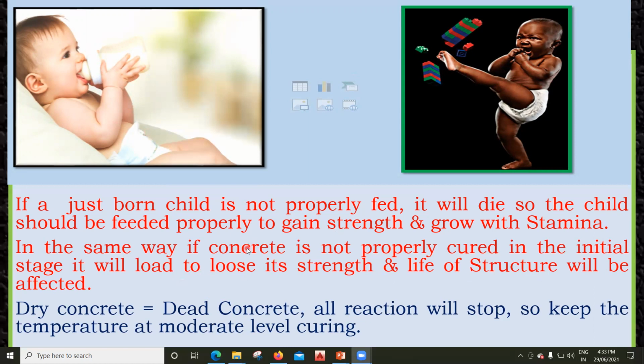It will also not gain strength, and it will die after some time, isn't it? In the same way, the same is with the concrete also. So the dry concrete is equal to a dead concrete. In a dead concrete, what is going to happen? All the reactions will stop. So we keep the temperature at a moderate level during curing.